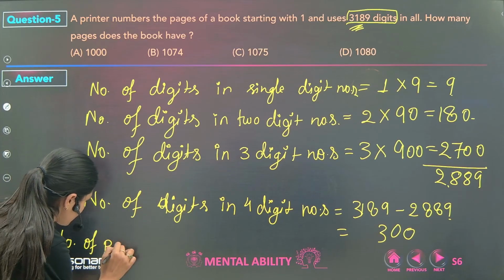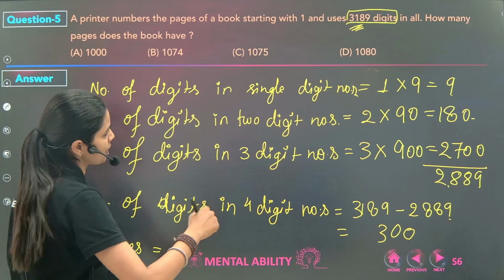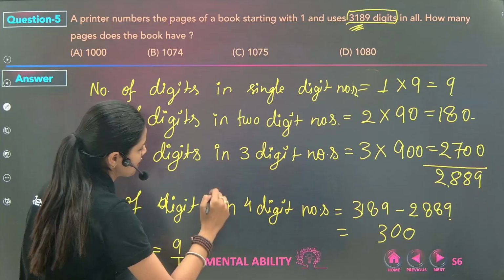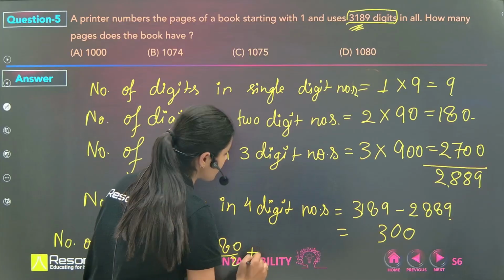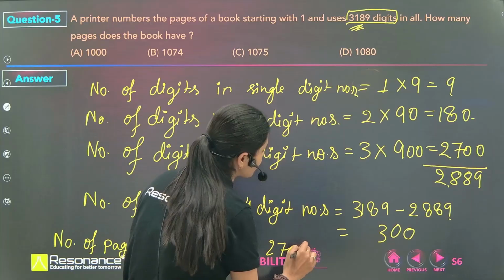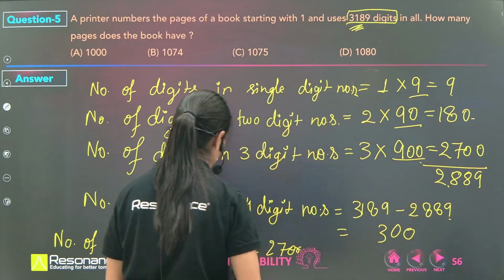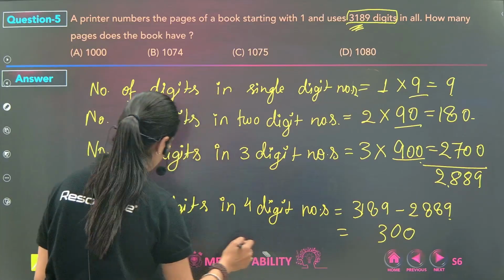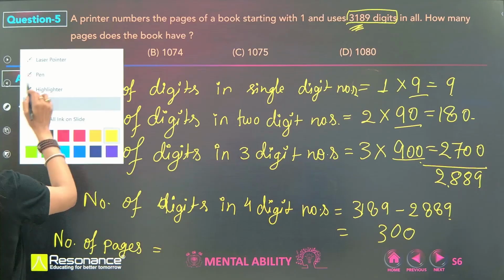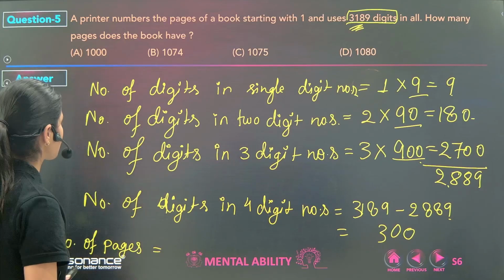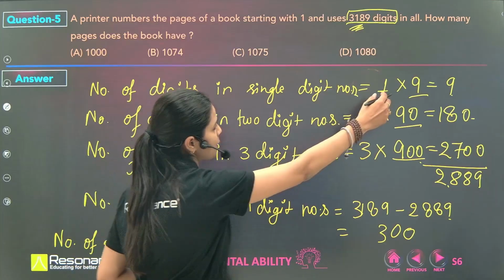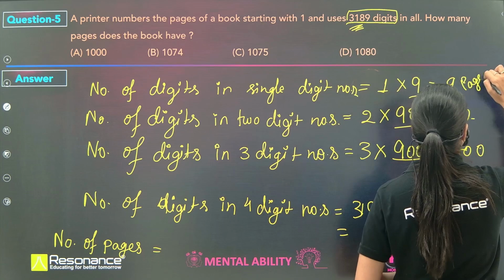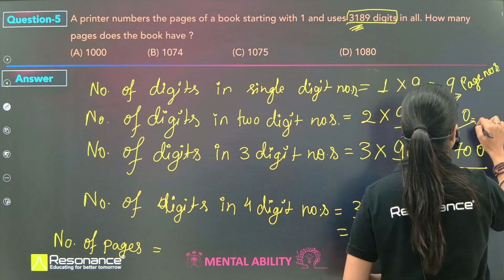Number of pages will be equal to, see, single digit, that means we have to divide by 1. So 9 divided by 1 plus 180 divided by 2 plus 2700. That means these are the page numbers. Okay, so we do not have to do it again. I was just showing how we will be finding the page number. Because I don't have much space, that's the reason I'm cutting short each and every step. Okay, so these are the page numbers. Can I write it? Okay, I am mentioning it here only. These many pages are there.